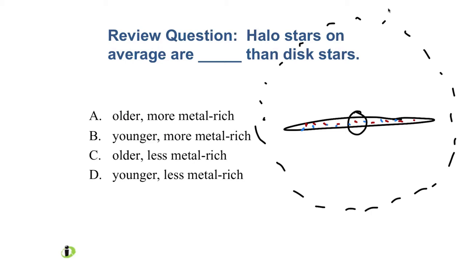So we expect disk stars to be younger and more metal rich than halo stars, but this question asks it in the opposite direction. Halo stars on average are older and less metal rich than their disk counterparts.